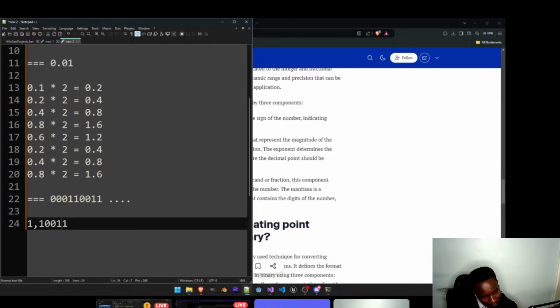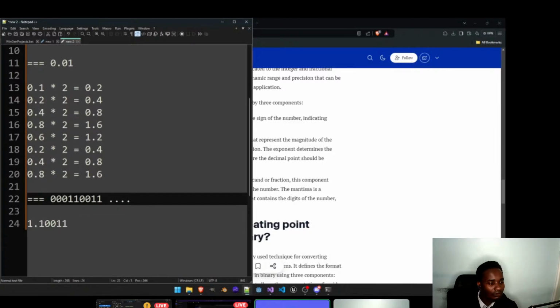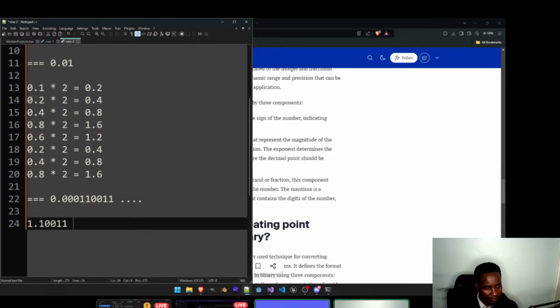1.10011. This is a point. So we've moved the decimal place from here. Let me just represent it correctly. So we've moved it 1, 2, 3, 4 times. Four times. So this will be times two, since we are in binary, our base will be two, not 10, to the power of 4.